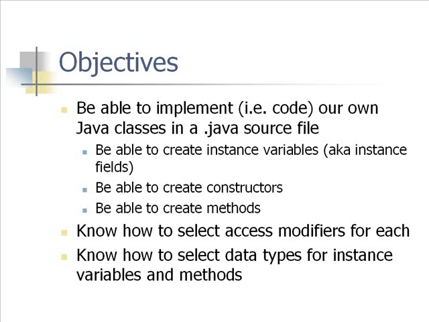Each of those can have access modifiers. There are several in Java, but we're primarily going to use public and private, so we want to know the differences for each, and also how to select data types for instance variables and methods.